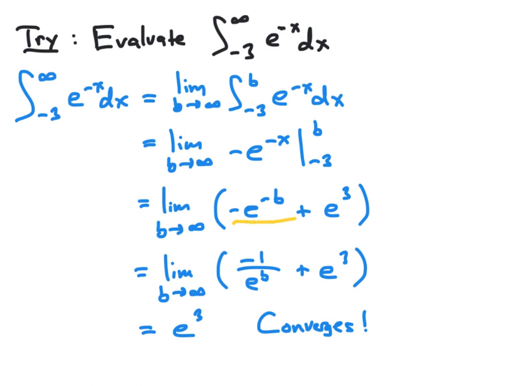Notice that negative e to the negative b can be rewritten as -1 over e to the b by moving the exponential with the negative exponent to the denominator and making the exponent positive. At this point, -1 over e to the b as b goes to infinity is easily seen to get closer and closer to 0, since we have a constant numerator of -1 and a denominator e to the b that's going to get larger and larger as b gets larger. And so the constant over a very large number will get closer and closer to 0 as the number gets larger. And so here we have the limit of 0 plus e cubed, which is simply e cubed.